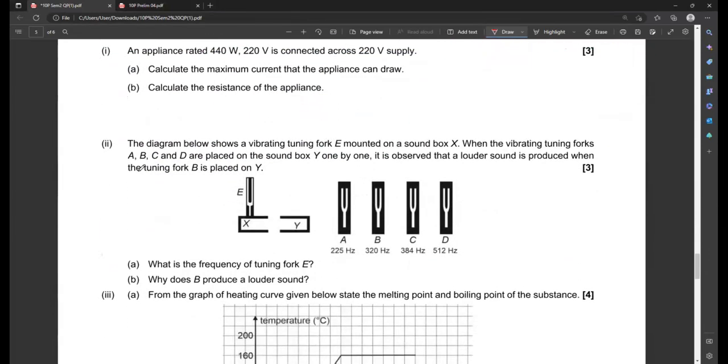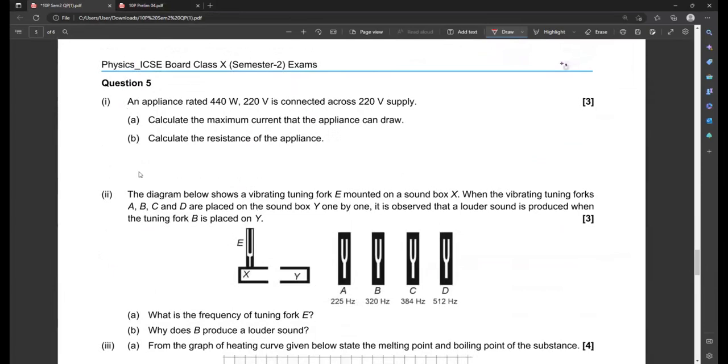Okay, then an appliance which is rated 440 watt 220 volt is connected across 220 volt supply. Calculate the maximum current through the appliance. So P is equal to V into I. So therefore 440 is equal to 220 into I. So I will be equal to 2 amps.